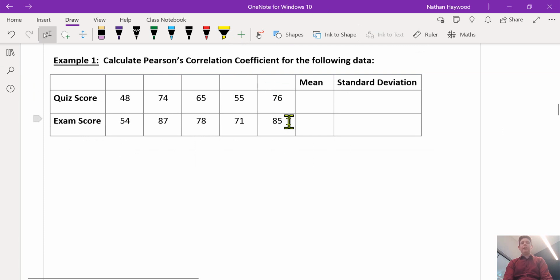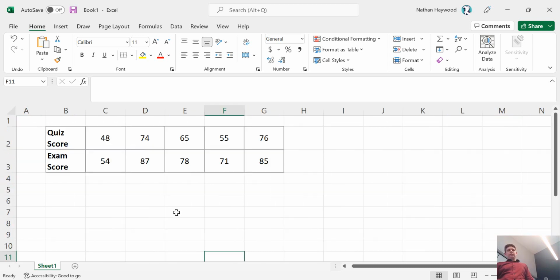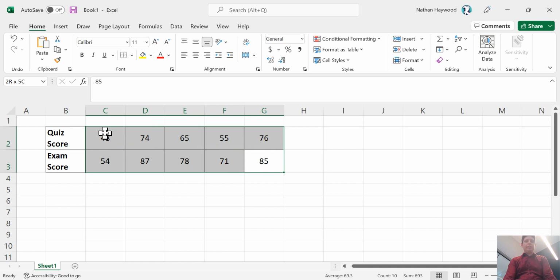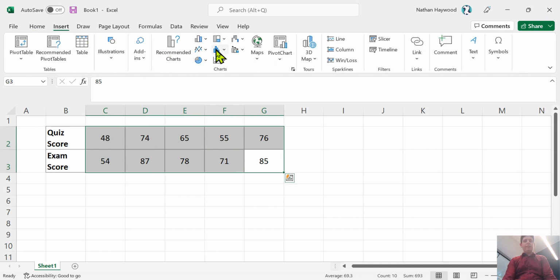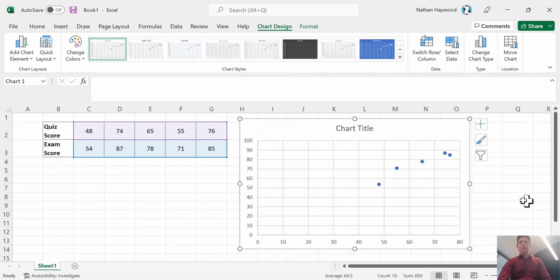So the first two ways are on Excel. So let's put this onto Excel. Okay, hopefully you have it in. So you can do it with me. Select the data, insert a scatter plot, and you'll get something like that. You would normally put titles on your graph, but this is just a demonstration. I'm not going to do that.